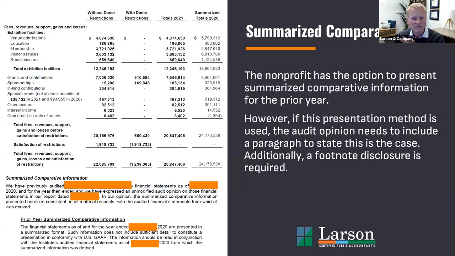But the benefit to this one, as you can see in the statement of activities, is that you have that comparison of the totals on the same page. So you can see year to year how those totals changed. This isn't as common from what I've seen, but it is an option out there that some nonprofits do choose to follow.